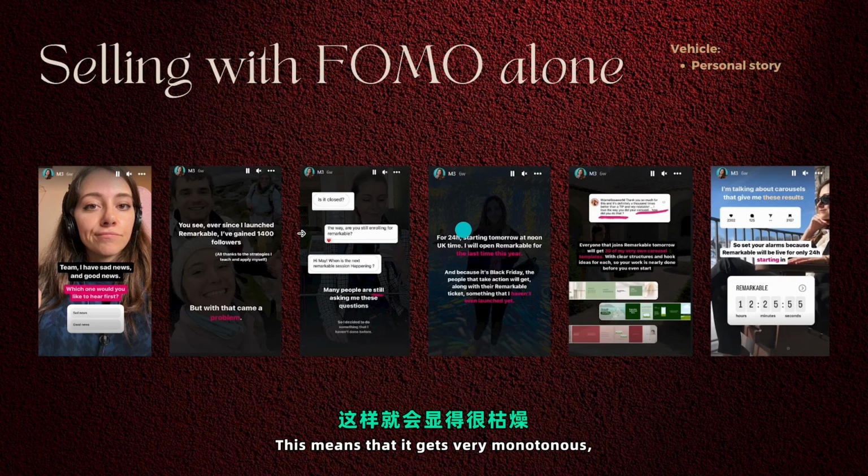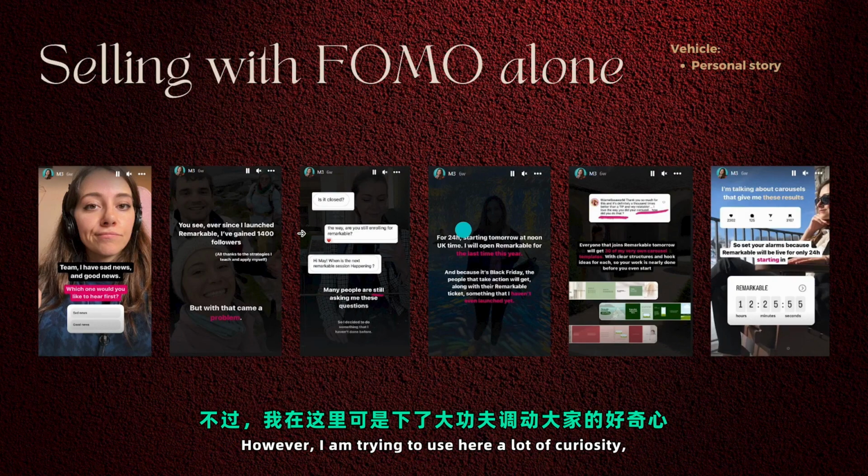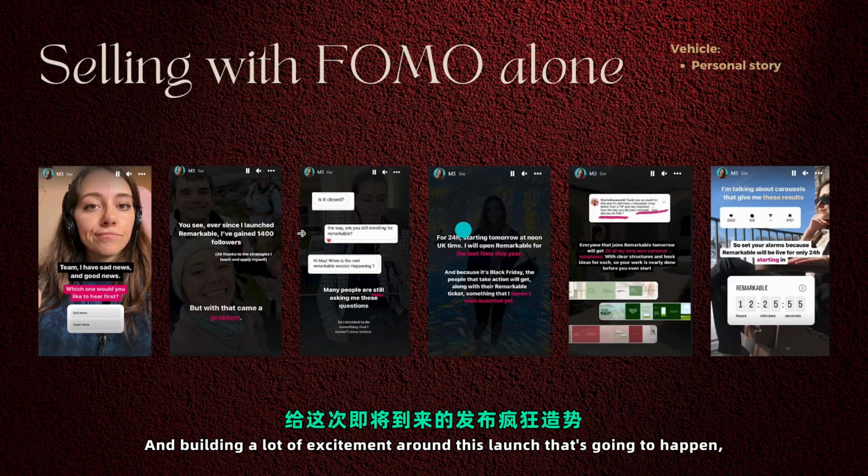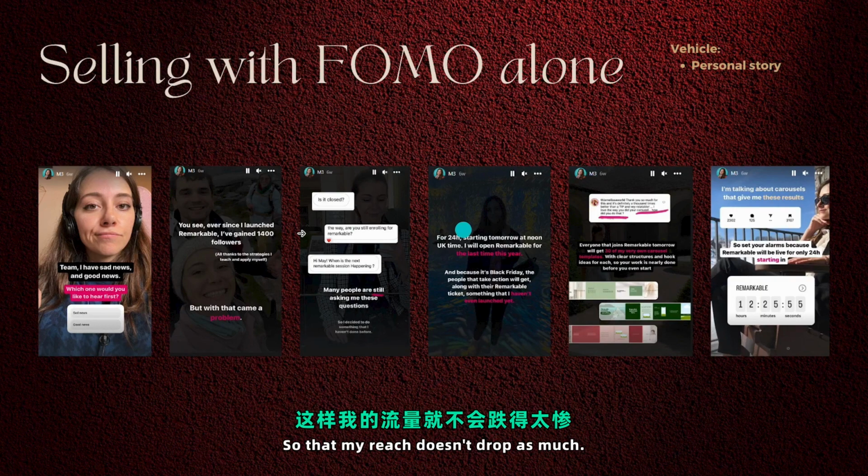This means that it gets very monotonous, very boring. It has lots of text, lots of transparencies, and of course my reach is going to go down very fast. However, I am trying to use here a lot of curiosity, a lot of DM crops, and building a lot of excitement around this launch that's going to happen so that my reach doesn't drop as much.